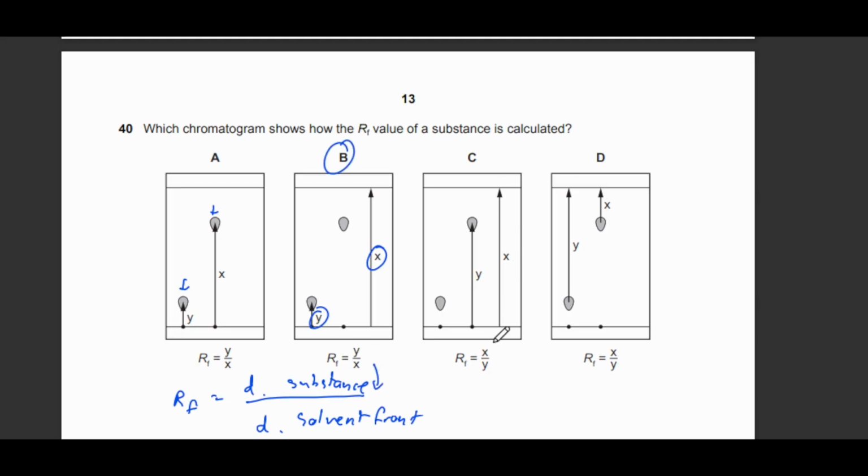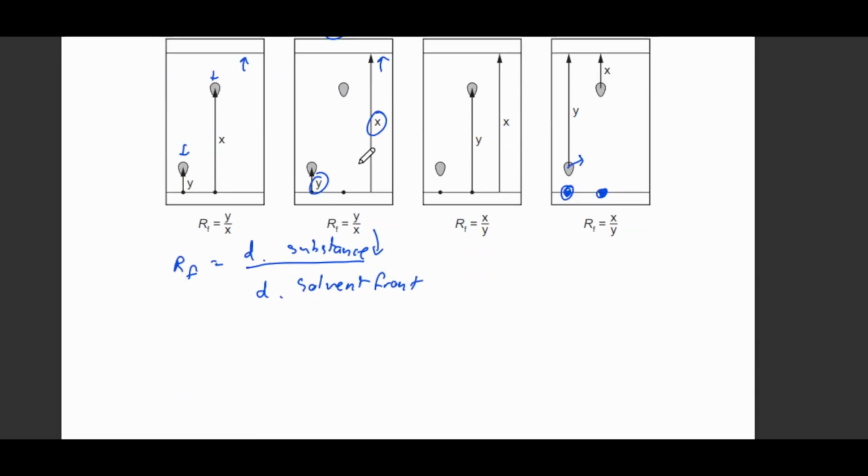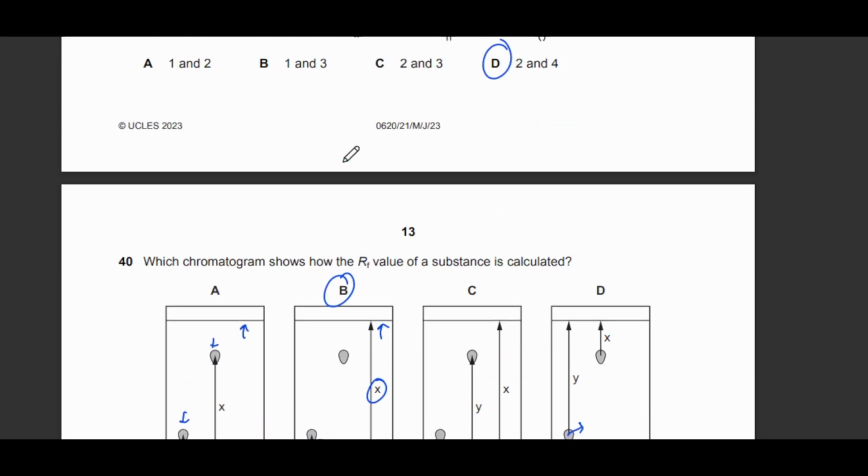C is wrong because they put X over Y. They did the reverse of this formula. They put it upside down, so it's wrong. And D is wrong because they didn't start from the line. Okay? And they're measuring the distance of the two pigments. Okay? So this line up here is actually the solvent front. So the answer is B. Okay, so that's it for this paper.